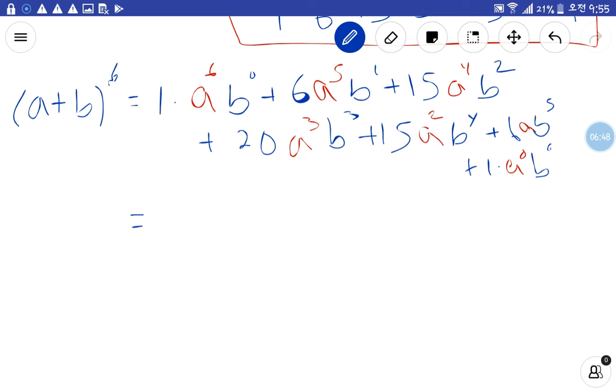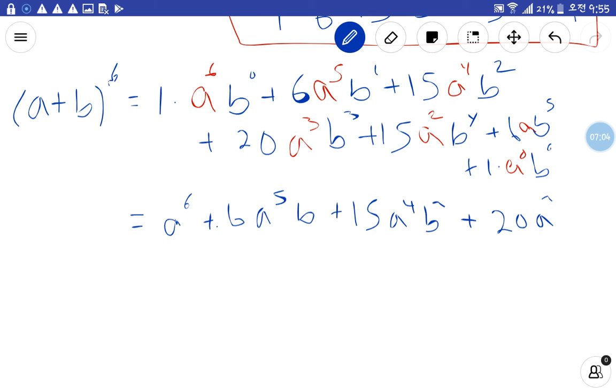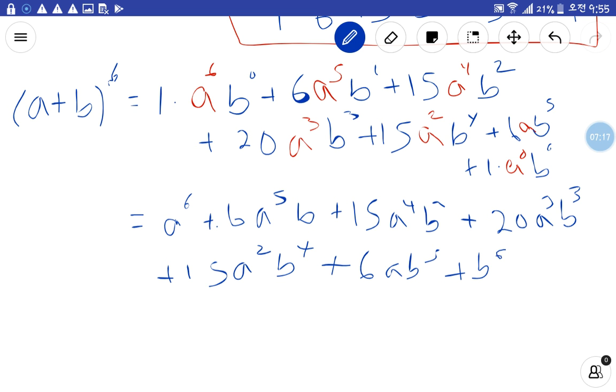Since b to the 0 power is 1, my answer is a to the 6th power, plus 6 a to the 5th power b, plus 15 a to the 4th power b squared, plus 20 a cubed b cubed, plus 15 a squared b to the 4th power, plus 6 a b to the 5th power, plus b to the 6th power. That will be the right answer for problem 1.